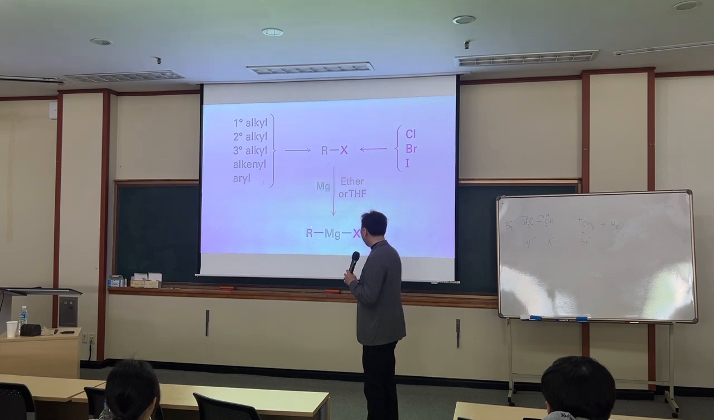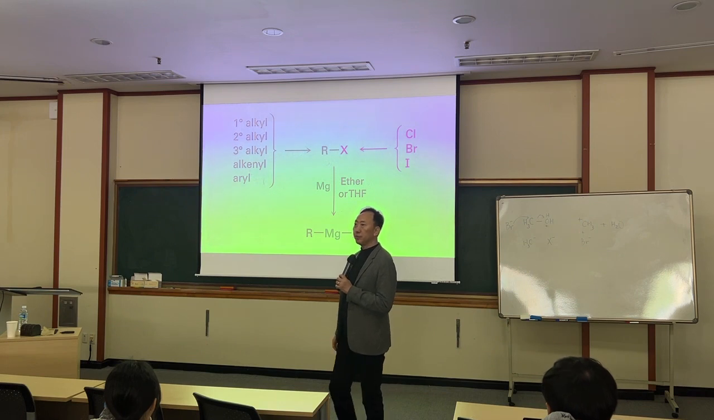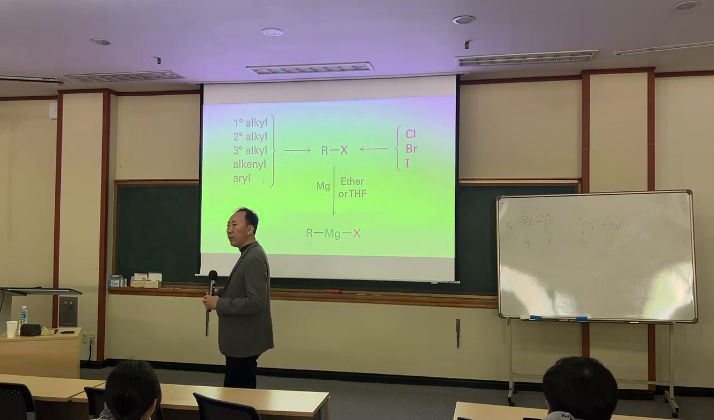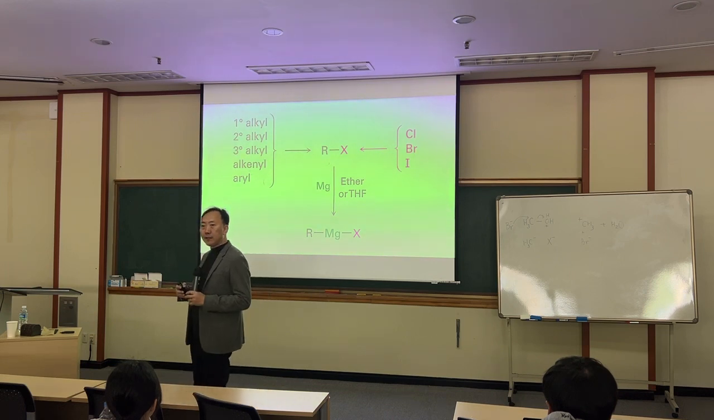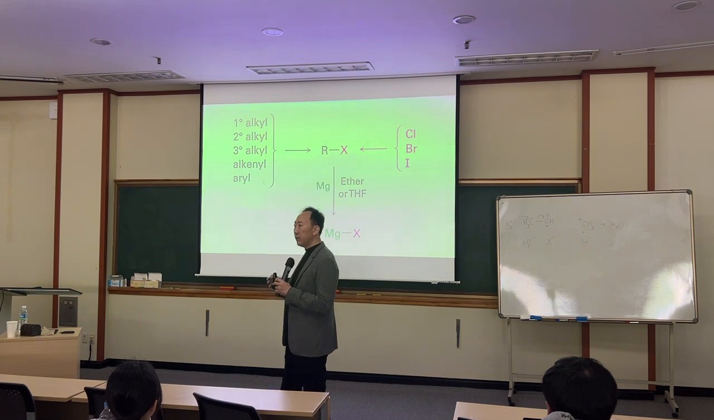And this one can react with this. It can attack here and push this out. And this one just leaves. So this is R minus. This is the dramatic change from alkyl heteroatom. Any kind of heteroatom is electronegative, so this alkyl should be positive. Now we changed it into negative.